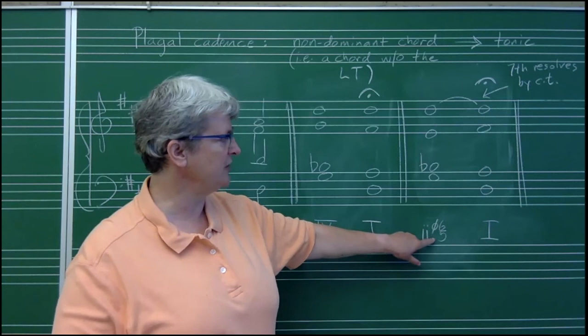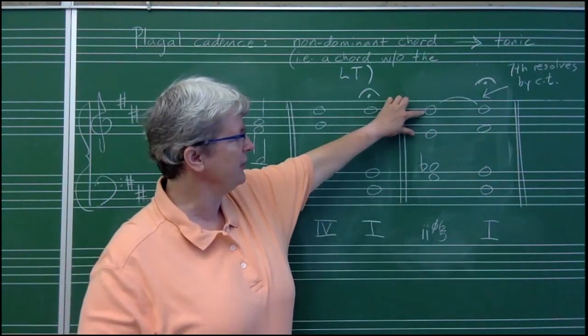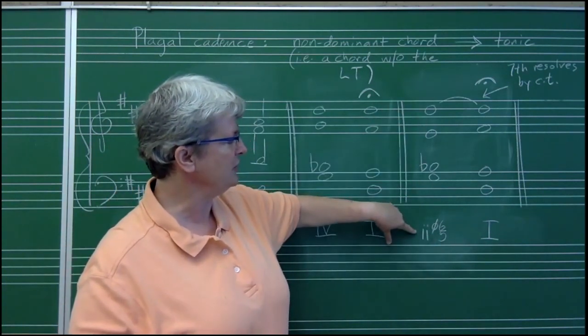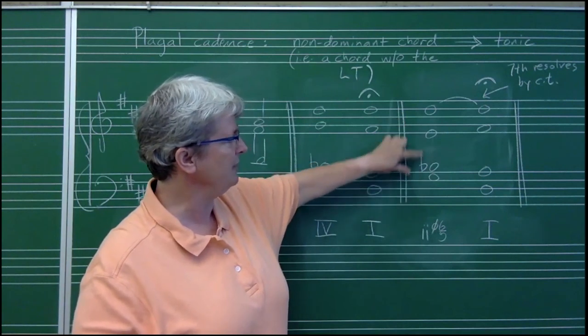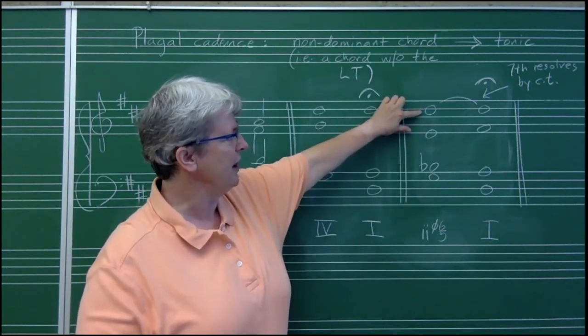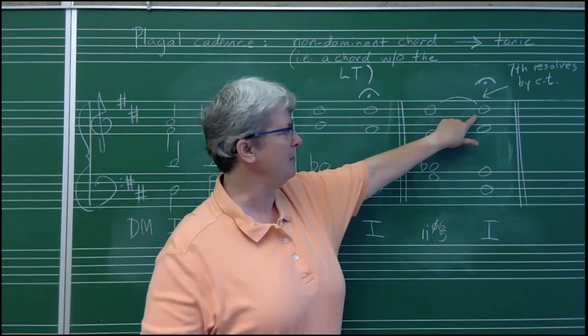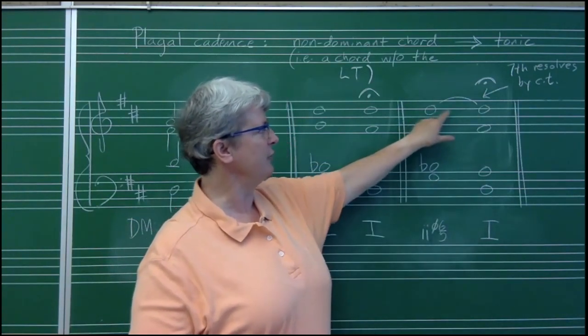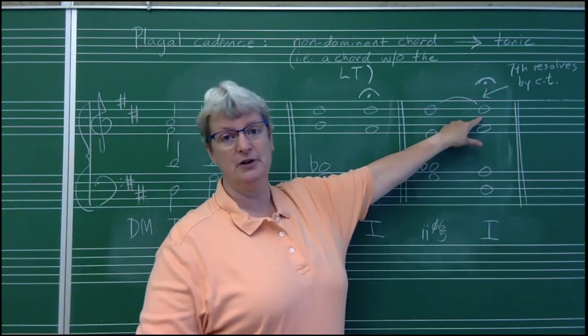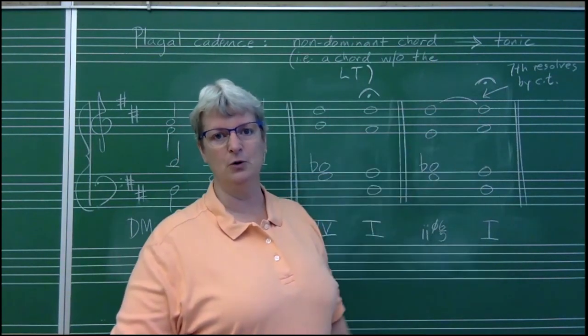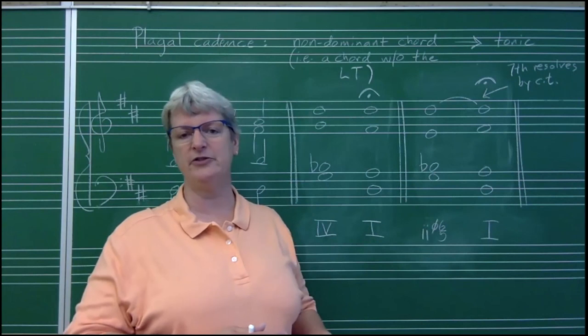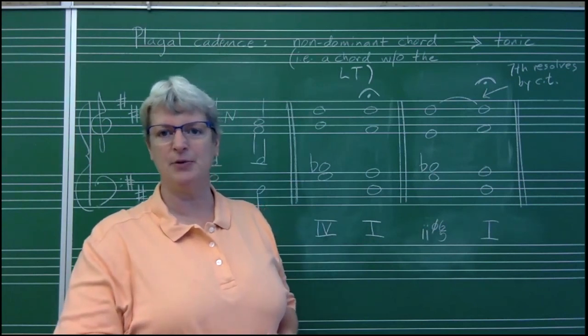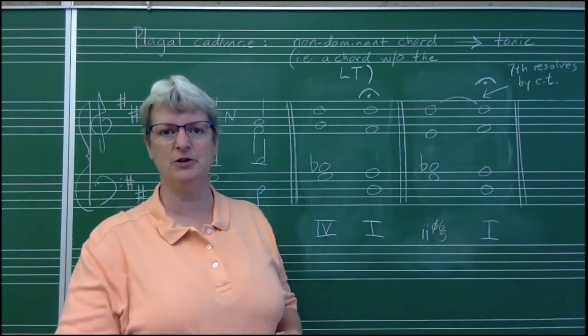Notice in this case that the 7th of the 2 half diminished 6/5, E, G, B flat, D, is the 7th. That note does not resolve down by step because there's no C sharp in a D major chord. Instead, the 7th resolves by common tone. So if you want to do something wild and crazy with your 7ths and not resolve it down by step, this is a place that you can do that.